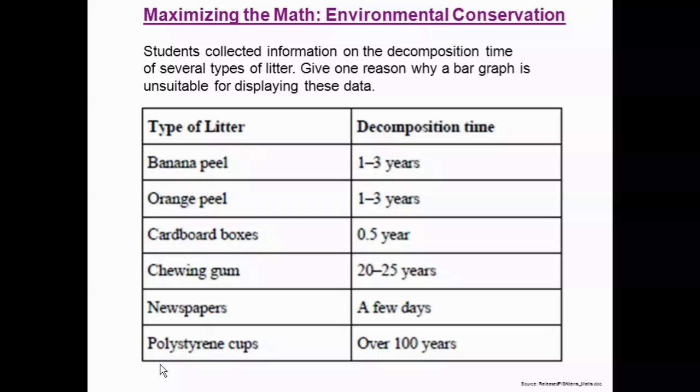Now notice a couple of things going on here that actually kind of struck me as funny. If you think about a bar graph, you need to represent data in discrete amounts. So if you have bananas, you have to have a bar for bananas. If you have an orange, you need to have a bar for orange. You need to have a bar for cardboard boxes, the gum, the newspapers, and the polystyrene cups. So it's a discrete kind of representation of data.